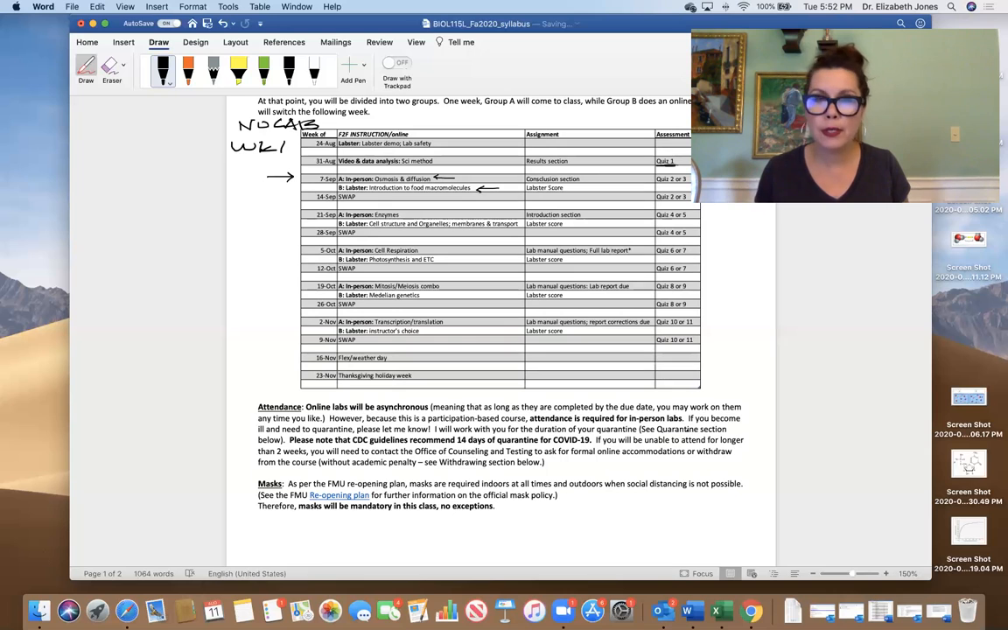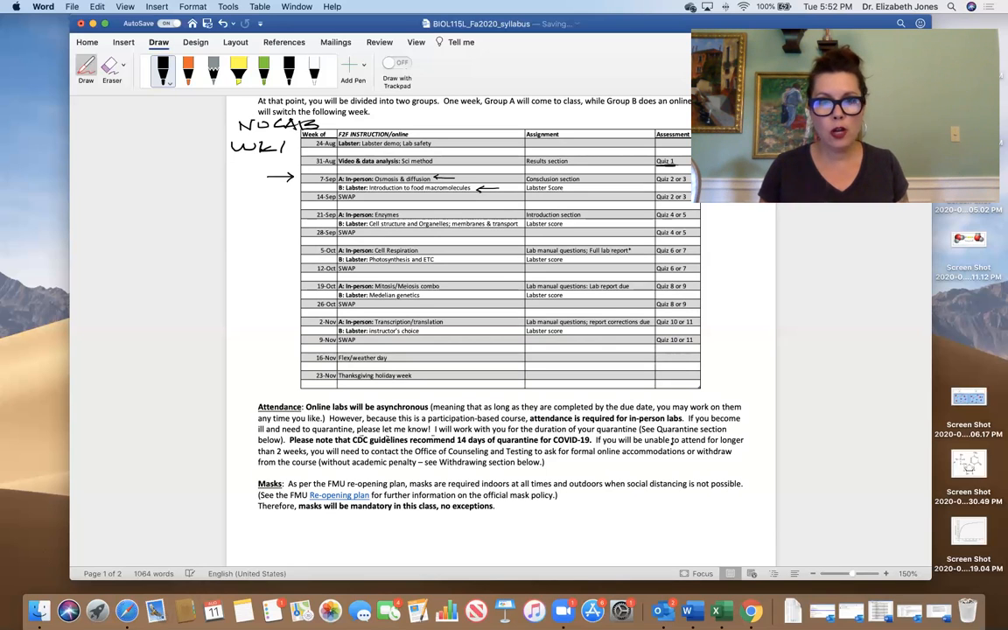Now, what happens if for some reason you become ill due to COVID or anything else and you feel like you need to stay home? If you become ill and you need to quarantine, please let me know and I will work with you for the duration of your quarantine.